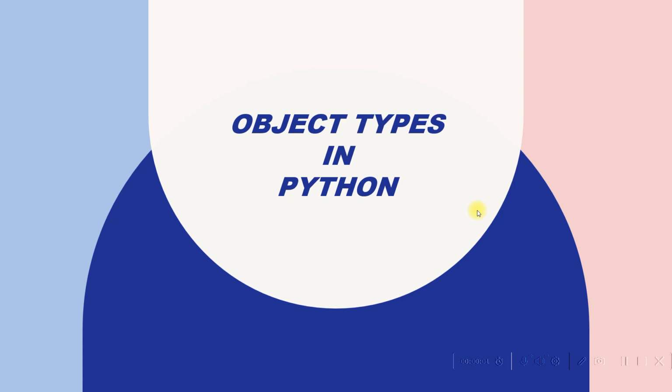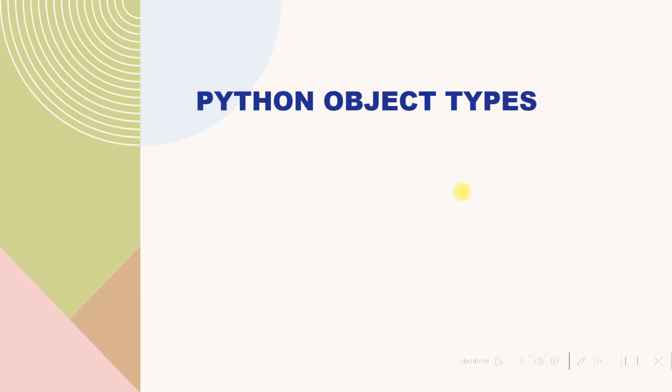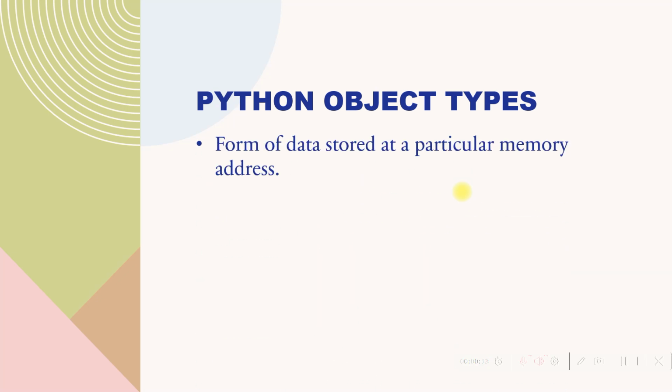Hello everyone, welcome back. In this session, we will talk about object types in Python. Okay, so we will start our discussion with what is an object. An object is basically a form of data which is stored at a particular memory address.